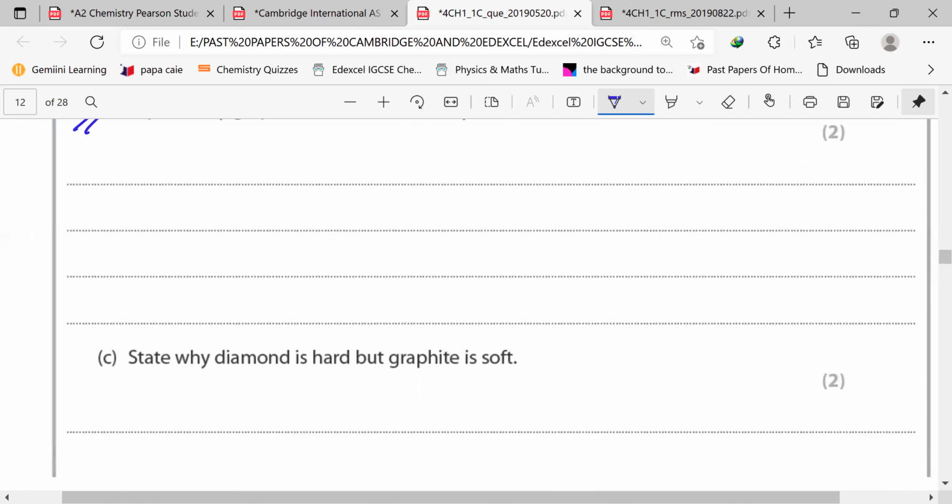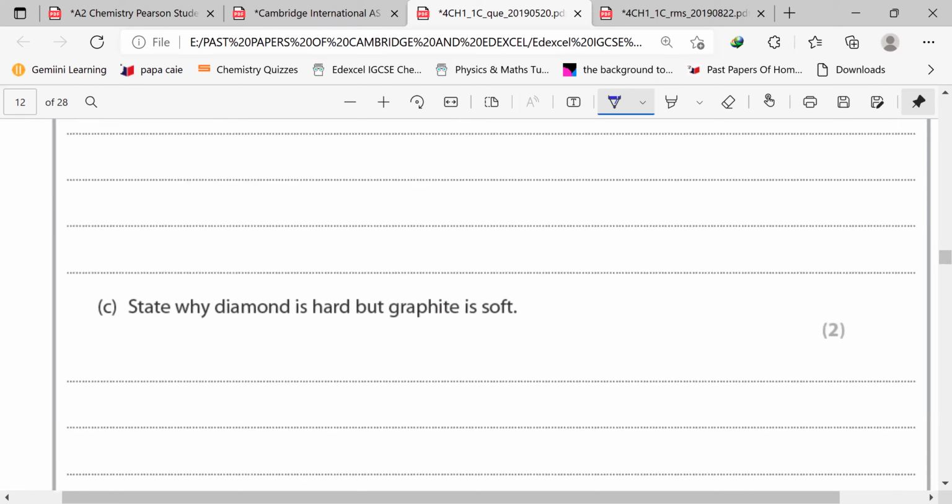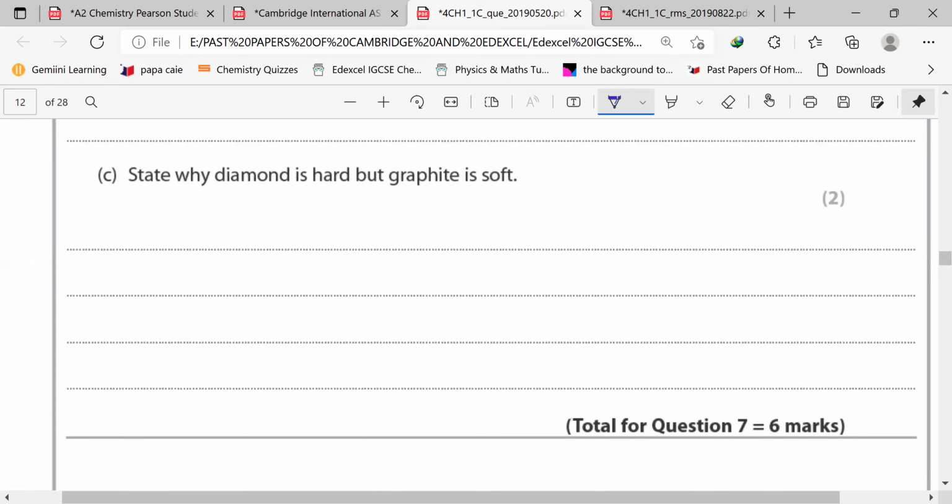Graphite has delocalized electrons which are free to move. State why diamond is hard but graphite is soft. That is because the structure of graphite is a series of carbon layers, whereas diamond is a giant covalent structure. Graphite is also a giant covalent structure, but its carbon atoms are arranged in layers.